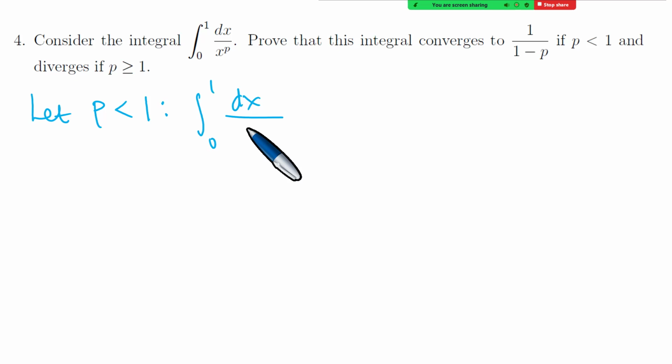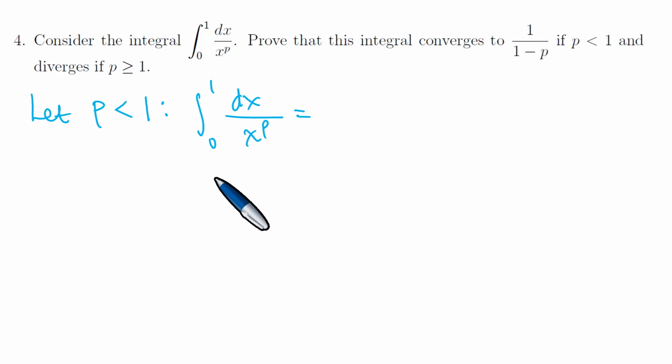Okay, yeah. So this is the integral of dx over x to the power p, and then obviously, what is the problem here? The problem here is the zero, because whenever x is zero, it's going to be undefined. So now we must be able to deal with the zero. And to deal with the zero, we do what?